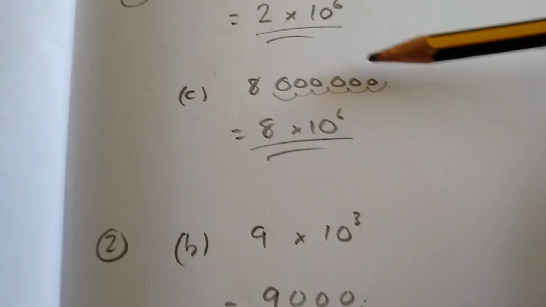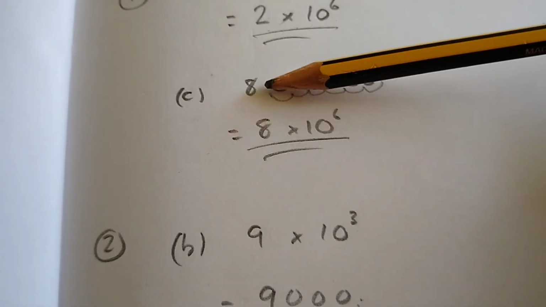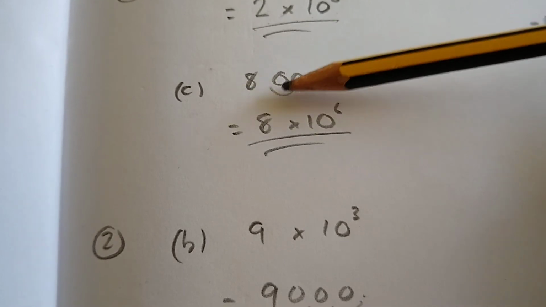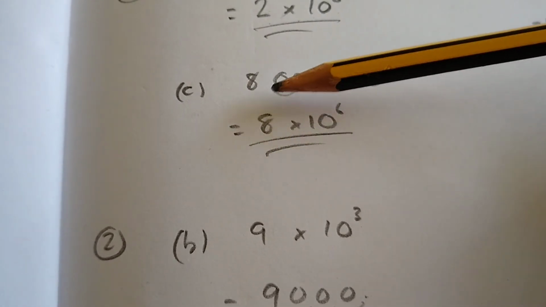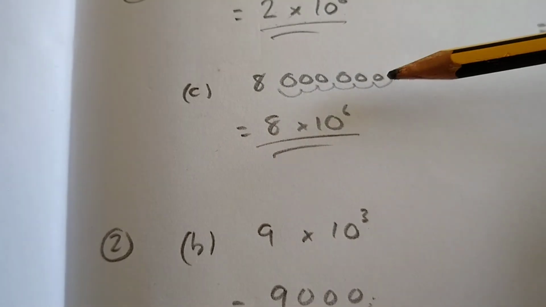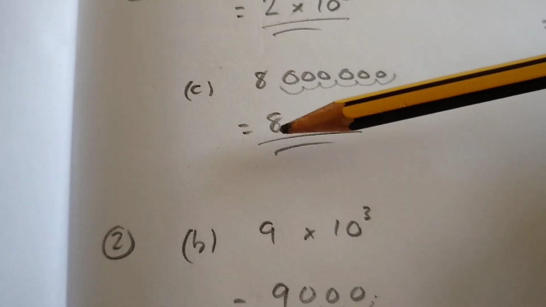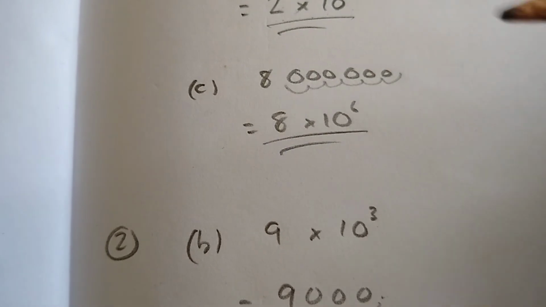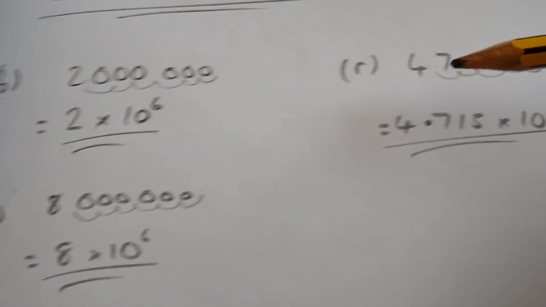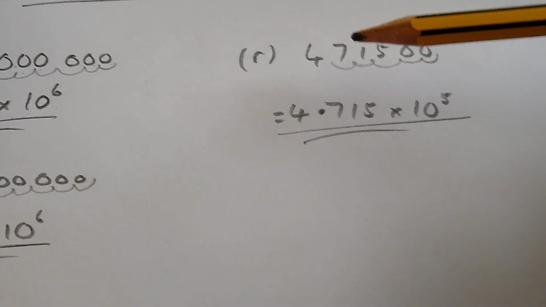Okay, so let's have a look at doing it the quick way in part C here. So I have 8 million, so I'm thinking, well, if I put the decimal point after the 8, that'll make it just 8. And I would need to move that decimal point along 1, 2, 3, 4, 5, 6 times to make it 8 million, which is the same as multiplying by 10 to the power 6. So 8 million is 8 times 10 to the power 6.